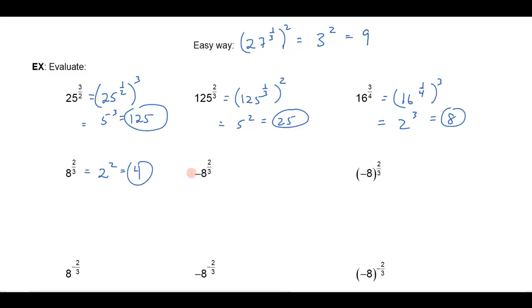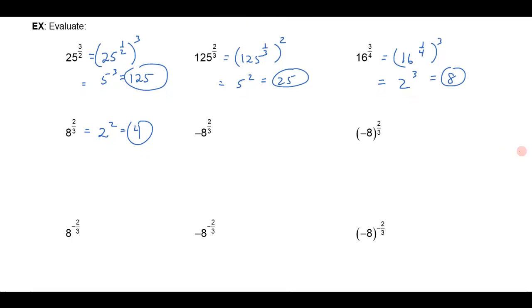And if I wanted the negative of that, now you'll notice here I've got a bunch of problems down here all in a row. 8 to the 2/3, negative 8 to the 2/3, and I have negative 8 in parentheses to the 2/3. And then down here I've got 8 to the negative 2/3, negative 8 to the negative 2/3, and then this quantity negative 8 to the negative 2/3. So these are 6 examples to help you see how the fractional exponents work, also with the negatives.